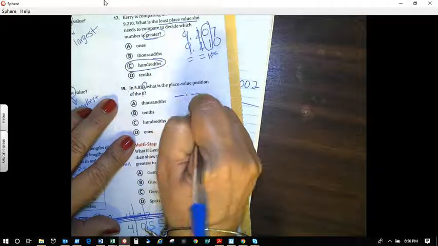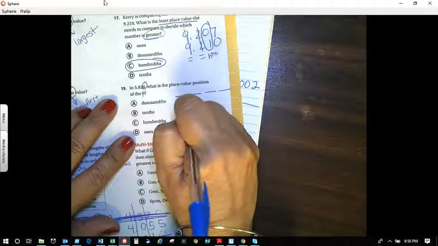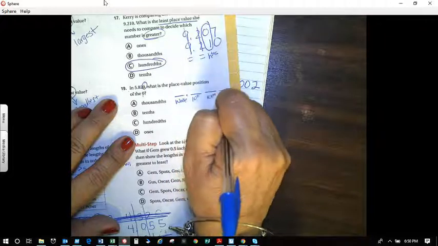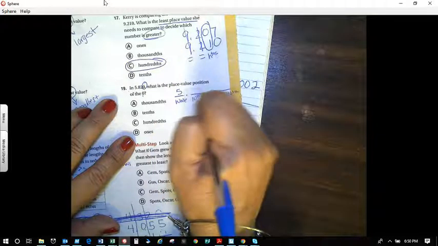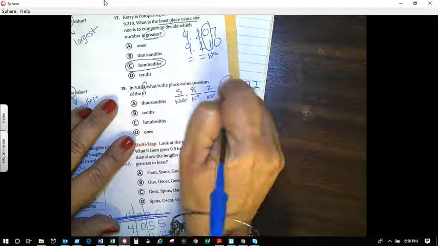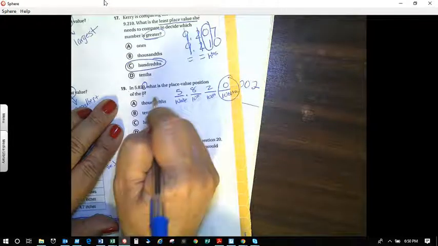In 5 and 820 thousandths, what is the place value position of 0? So we're looking at the 0 right here. I'm going to draw out my place value because I want you to make sure you get in that habit. I have my whole, tenths, hundredths, thousandths. Place my numbers. That's a whole number. This is the 8, the 2, the 0. The 0 is in what place value? Excellent. In the thousandths place value.